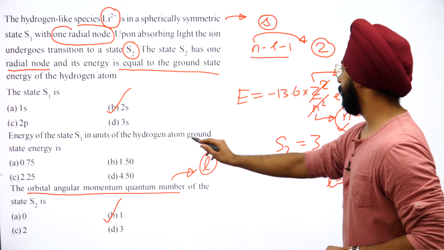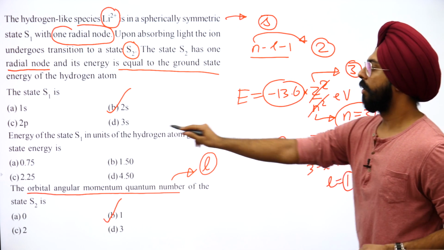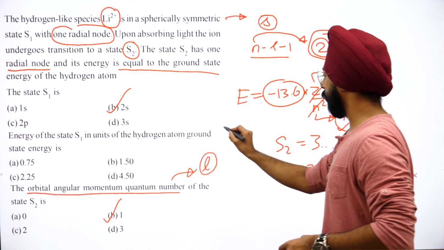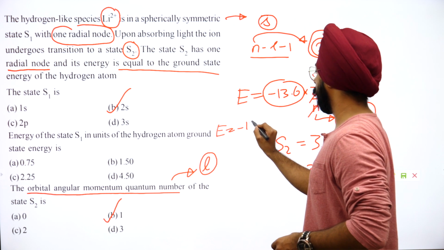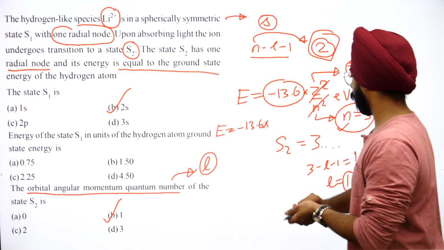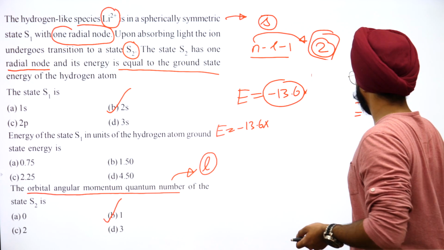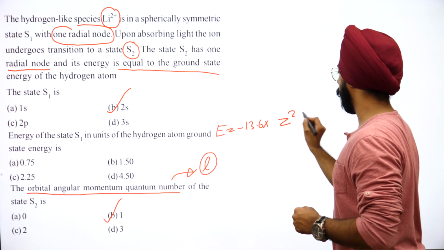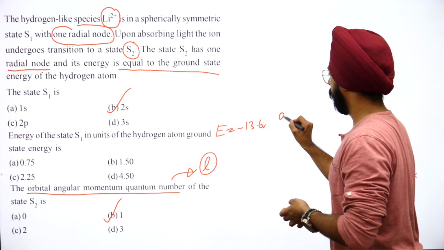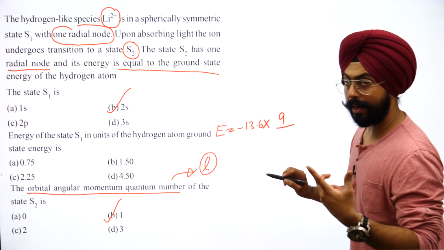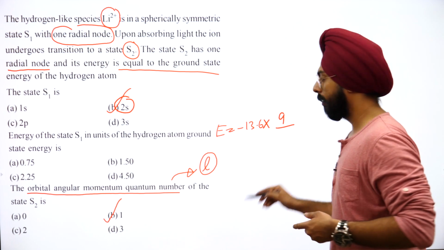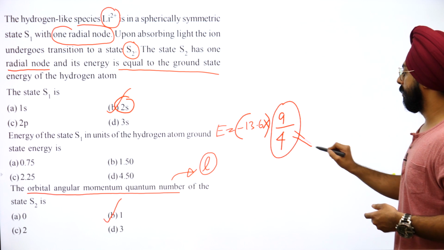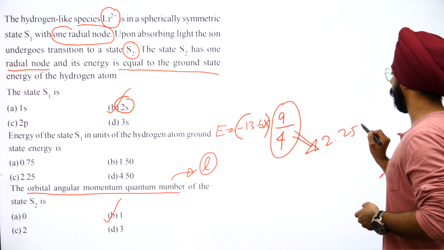So hydrogen atom ground state energy is minus 13.6. S1 is what? It is a 2S. Yes. So the energy would be minus 13.6 into, let me move a little to the side. Yes. Minus 13.6 into Z square, that is 9. Upon n square. N is given as 2 over here for the S1. So that became 4. What is this value? This value is equal to 2.25.